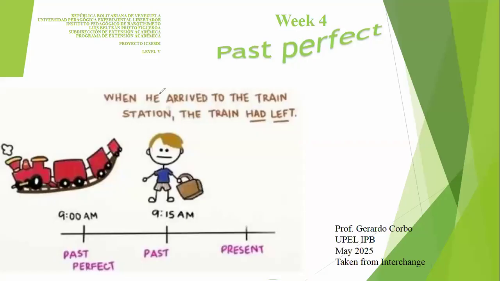Hello, everyone. This time we're going to check a little bit the information related to past perfect. In class, we were talking about how to create a sentence, or what the structure of a sentence in past perfect is. Remember that in this case, we normally have the subject. After the subject, we have to use the auxiliary have in past tense.